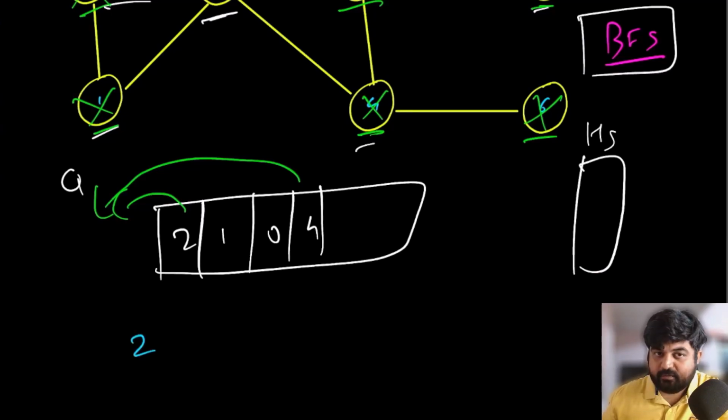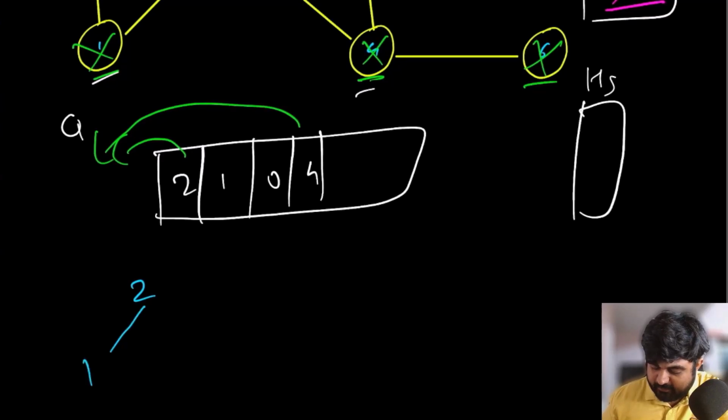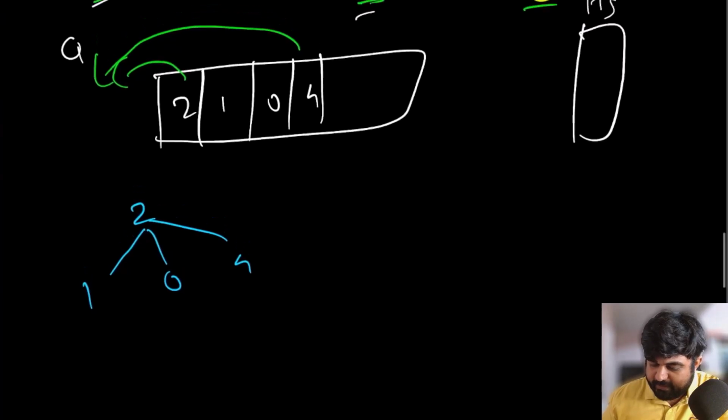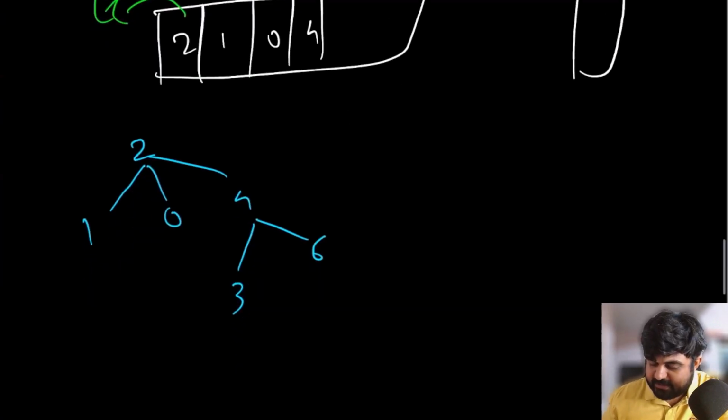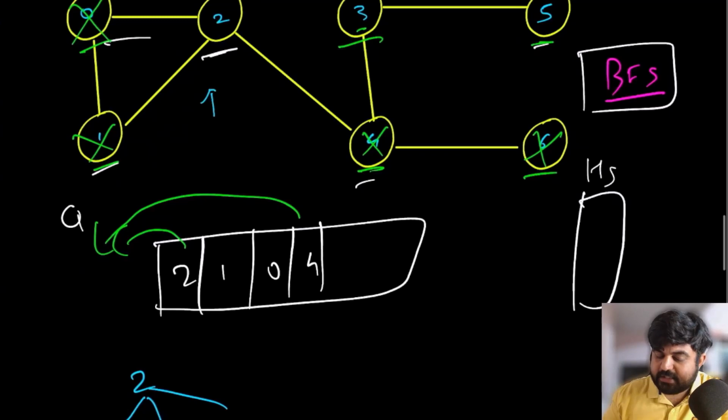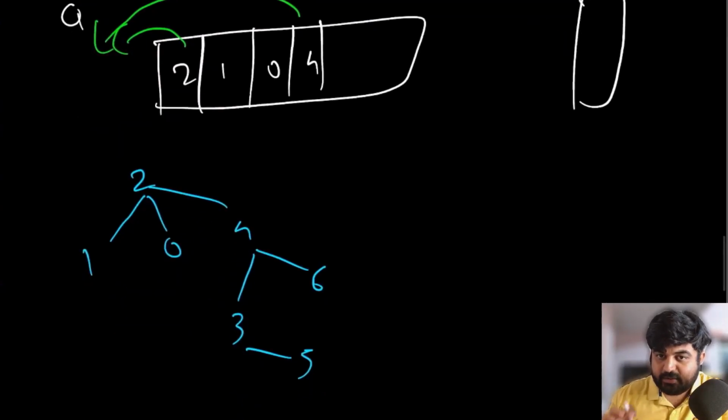So from 2, we have 3 possibilities. First possibility is value number 1, second one was 0, and third one was 4. Again, from 4, we had 2 possibilities. 4 had the values 6 and 3. And from this 3, we had the possibility of value number 5. I'm just explaining this tree from this graph just for pictorial representation. Don't think that we are going to create a new tree like that, but I'm just showing you how different paths are being navigated using breadth first search.